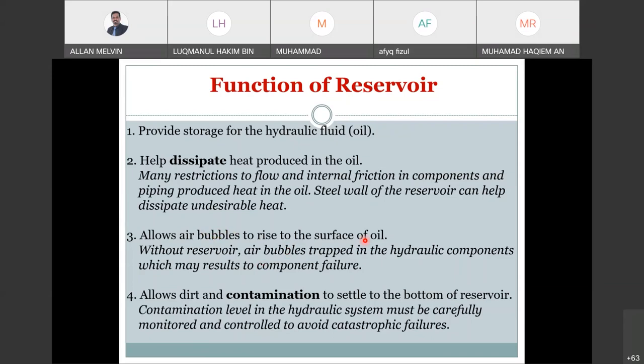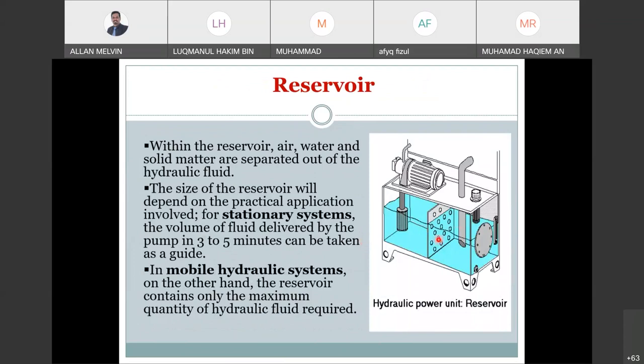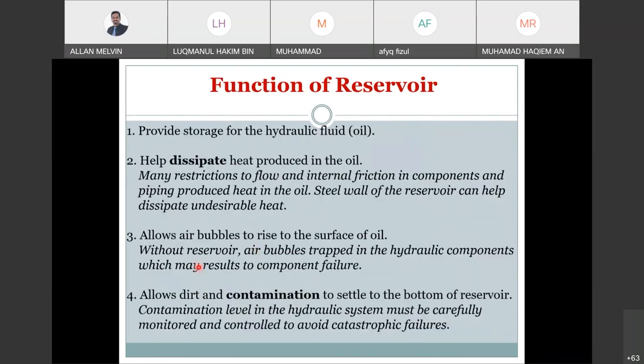So this is coming to the surface of the oil, and it has a mechanism to remove the air bubbles. Normally, air bubbles, you will try to push them further. There is usually a surface at the top that is not full. The tank is not full, so the air bubble will move to the surface and come to this side, and it will be removed from the system. Okay, so that's the third function.